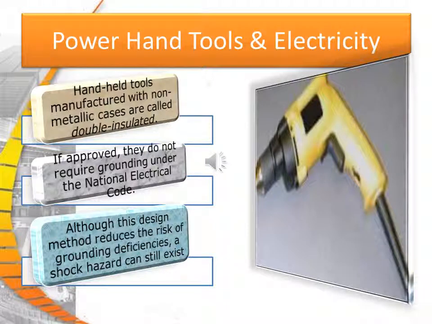Power hand tools and electricity. Handheld tools manufactured in a non-metallic case are called double insulated. If they are approved, they do not require grounding under the National Electrical Code. Although this design reduces the risk of grounding deficiencies, a shock hazard can still exist.